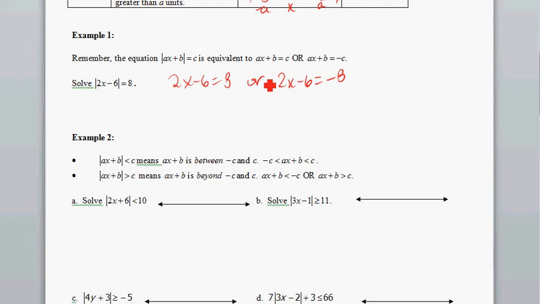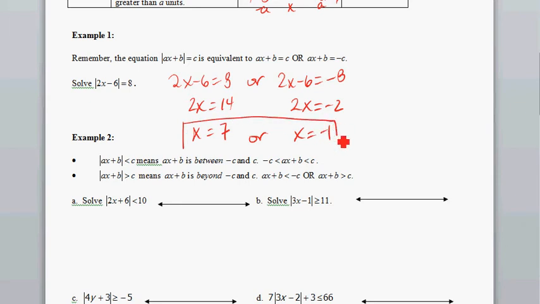We solve each of these equations by adding 6 to both sides, dividing by 2, and we do the same thing on the other side, except the numbers turn out different. We add 6, we divide by 2. Either one of these answers will satisfy the absolute value equation.